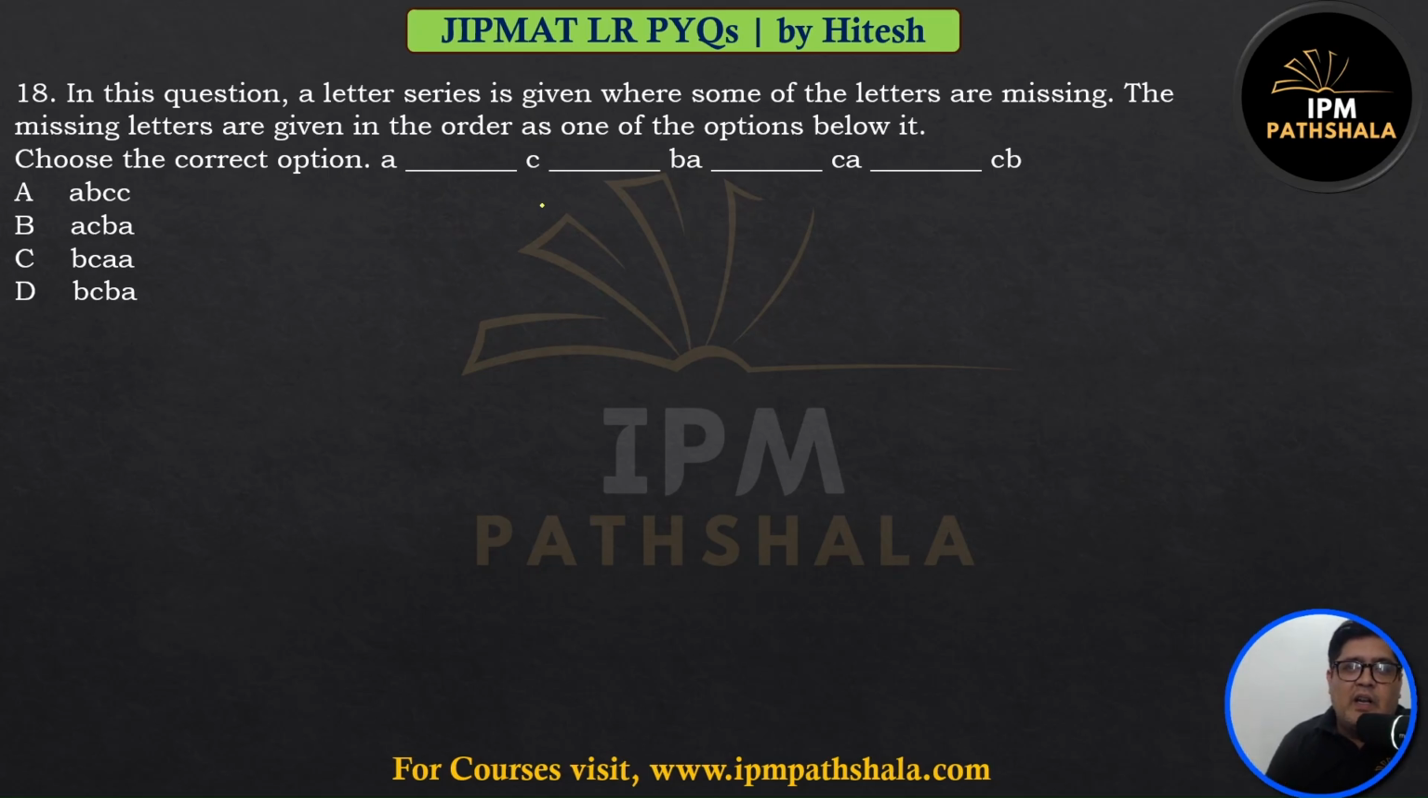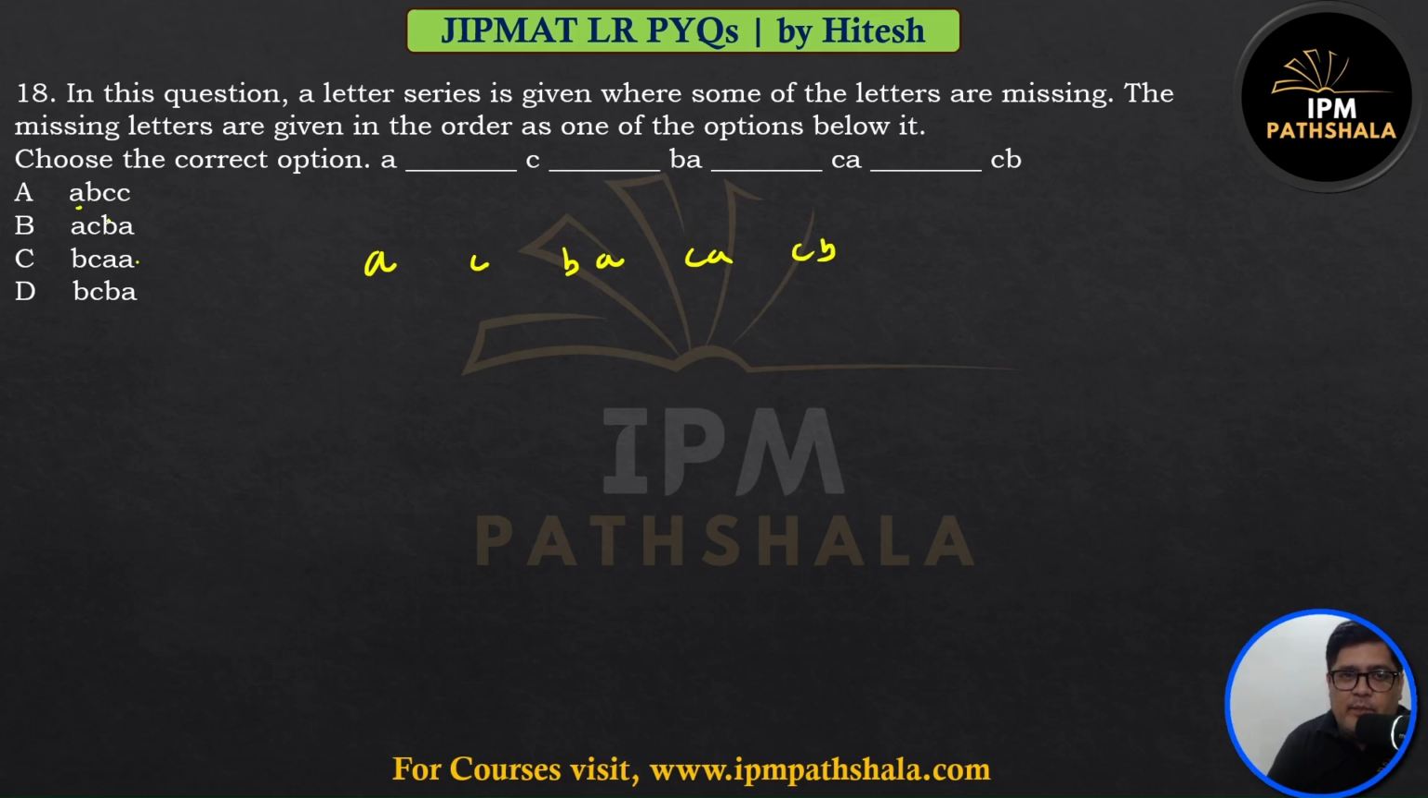Now this comes under alphabet series, but these are usually time taking. In case option C is correct, in case option D is correct, so you have to first negate others. Only way to solve this is simply plug values. A, C, B, A, C, A, C, B. This is given to me.